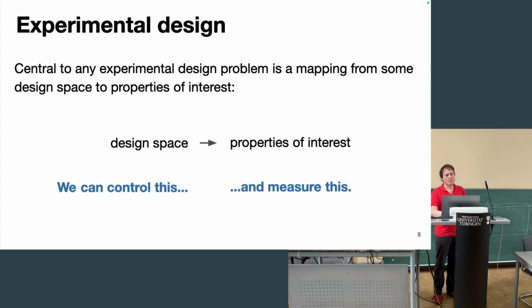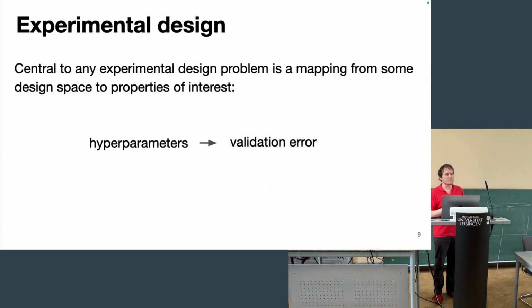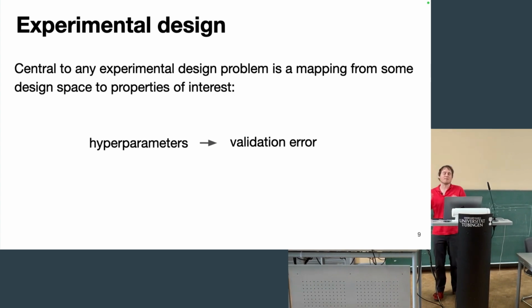Just to give a couple of examples, in machine learning, we might have an experimental design problem where we're trying to configure a deep neural network and tune its hyperparameters. So the set of all hyperparameters would be the design space. And then we might map that onto some properties of interest, like the validation error of the network after training. Our goal would be to minimize the validation error as a function of the hyperparameters.